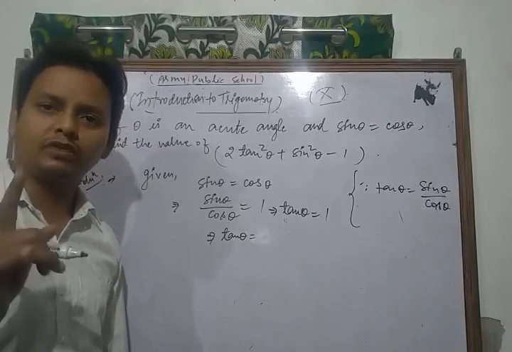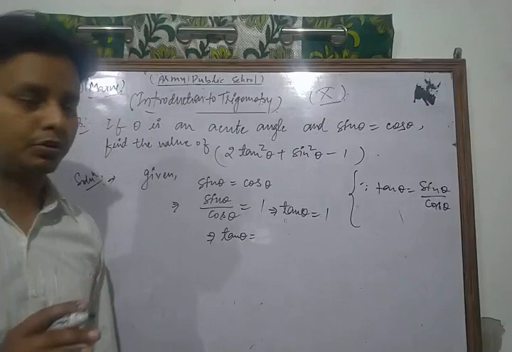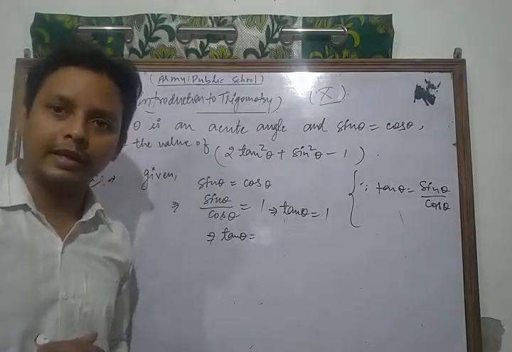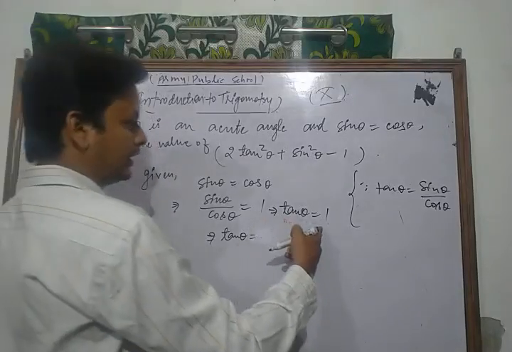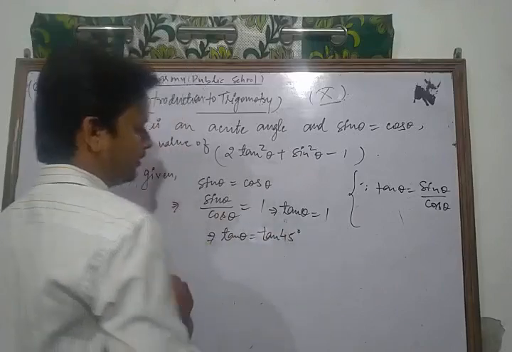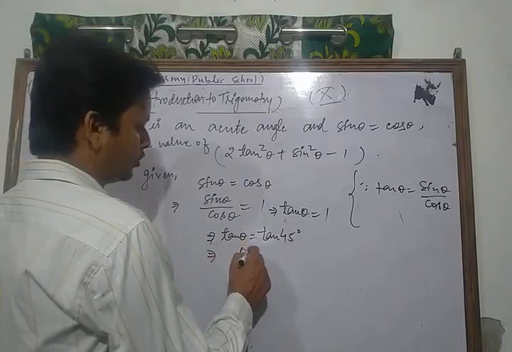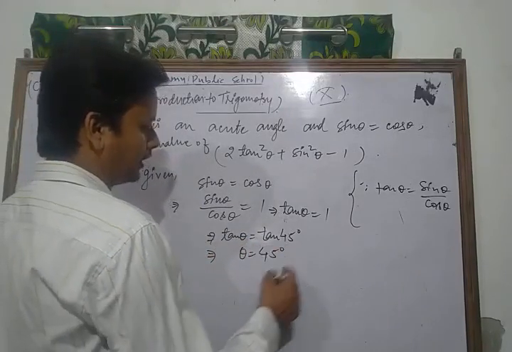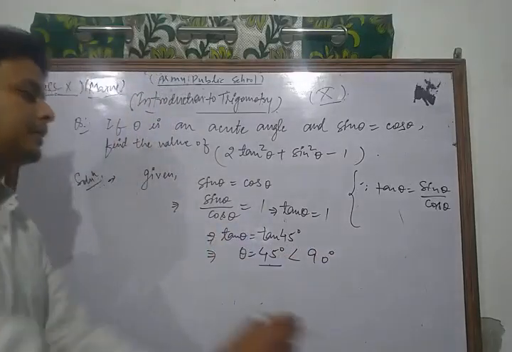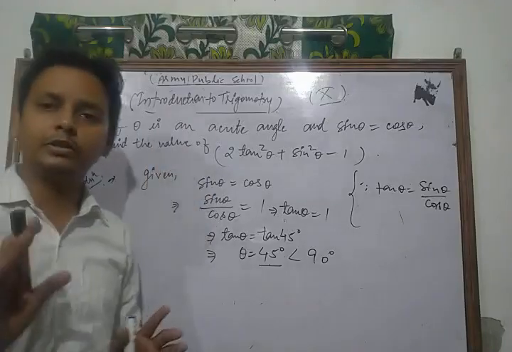So please dear students, first of all learn the chart which we discussed in the previous class, then you can solve this type of question. Please learn each and every value of the trigonometric ratios of particular angles. Here 1 is there, so we write tan 45 degree. Now comparing both sides, we get theta is equal to 45 degree, which is less than 90, which matches the question: theta is an acute angle, means less than 90.